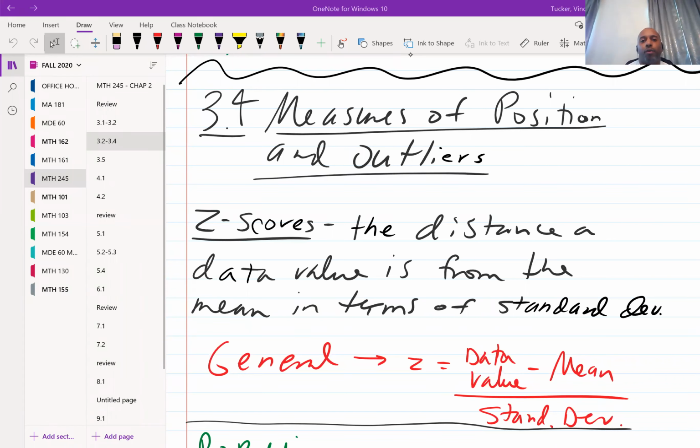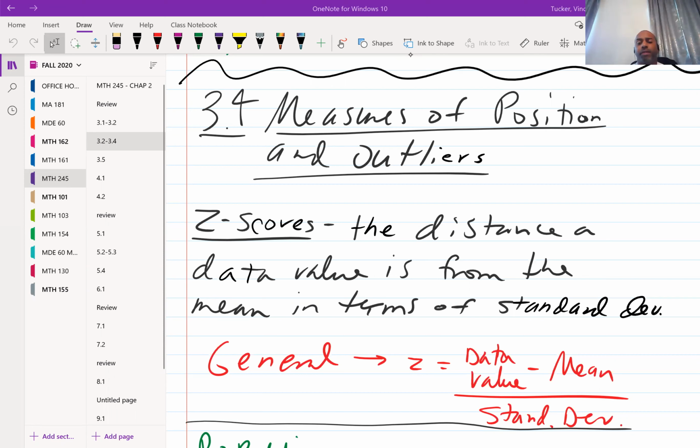All right, so 3.4, measures of position and outliers. The first thing we'll look at is z-scores. That's the distance a data value is from the mean in terms of standard deviations. I don't know if you remember last class, we talked about the empirical rule going out 1 standard deviation, 2 standard deviations, or 3 standard deviations. Well, z-scores allow you to be more precise. You can be 1.17 or 2.34 standard deviations out, so you can get more precise on how far a data value is from the mean.